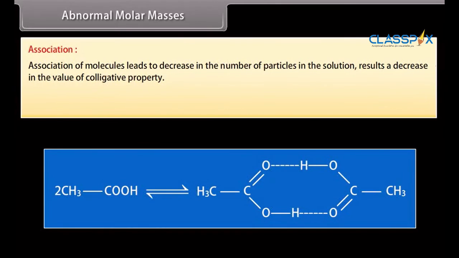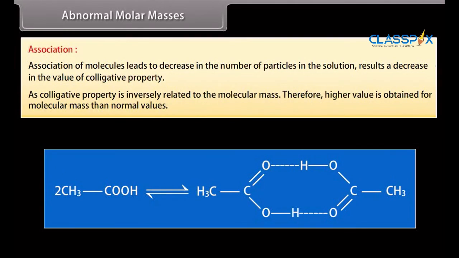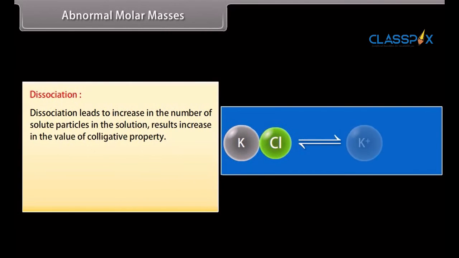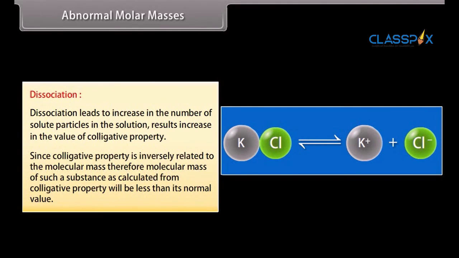Abnormal molar masses. Association. Association of molecules leads to decrease in the number of particles in the solution, resulting in a decrease in the value of colligative property. As colligative property is inversely related to the molecular mass, therefore, a higher value is obtained for molecular mass than normal values. Dissociation. Dissociation leads to increase in the number of solute particles in the solution, resulting in increase in the value of colligative property. Since colligative property is inversely related to the molecular mass, the molecular mass of such a substance as calculated from colligative property will be less than its normal value.